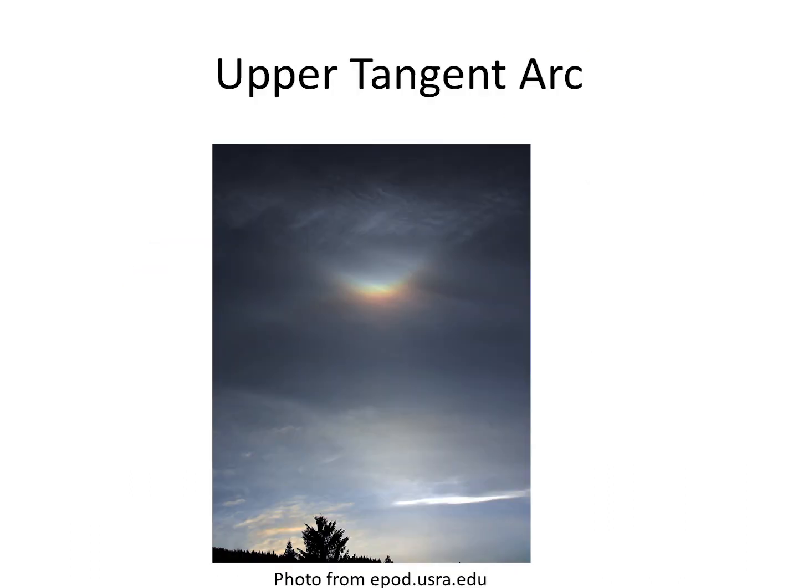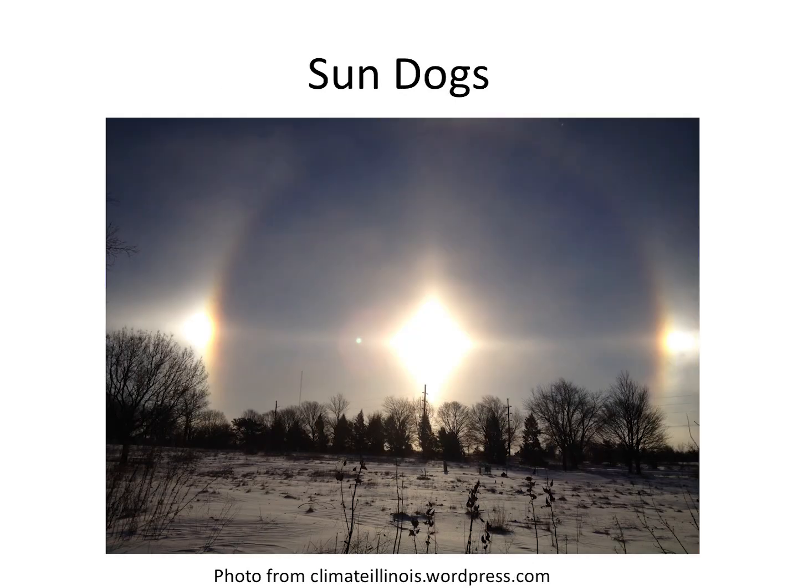Here's an example of an upper tangent arc. Now sometimes you can see these really brightly, sometimes you can barely see them at all in some cases. Probably the one that everybody has seen quite a few of are sundogs.